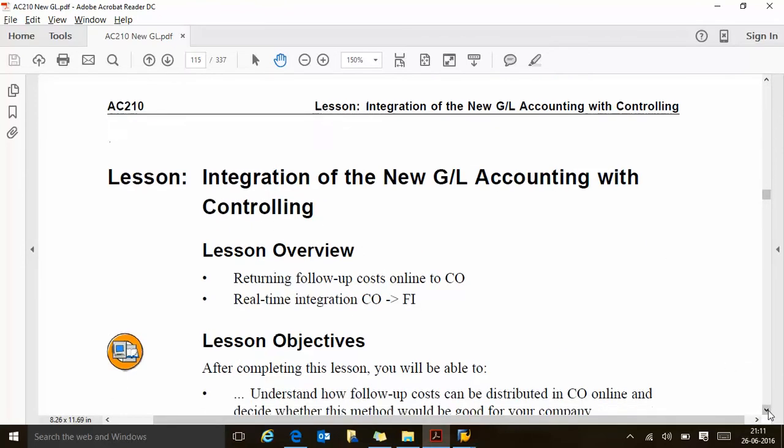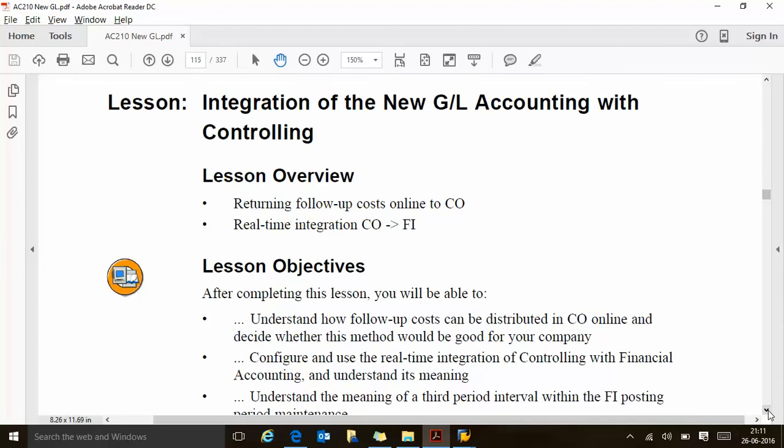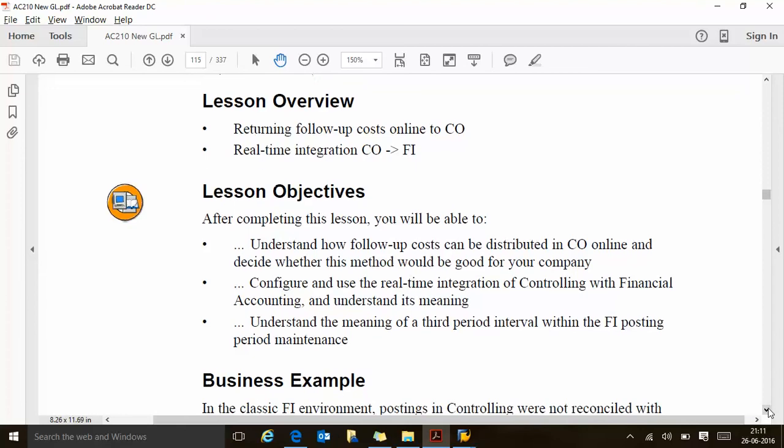So the next area is integration of new GL with CO. Okay, so the objective here, what we are trying to learn, is returning follow-up cost online to CO and CO to FI integration, how real-time works and what it actually means when we say real-time. Everybody says real-time integration. What does it mean?